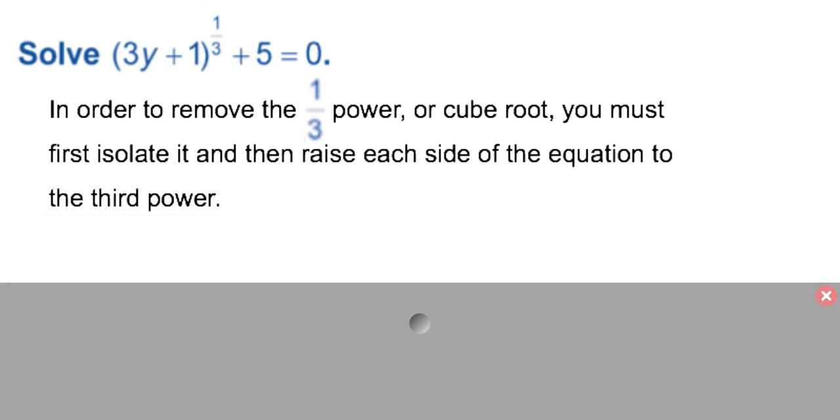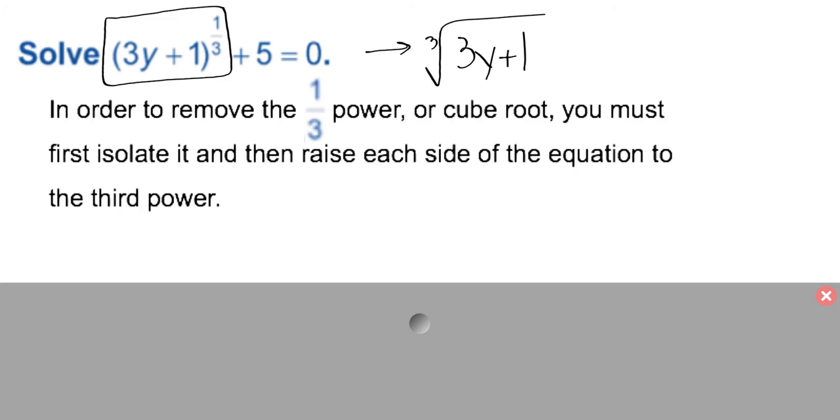So in order to get rid of that 1/3 power, you're going to isolate that term with the 1/3 power, which is this, and you're going to take both sides and raise it to the third power. So really, if I rewrite this over here, just so you can see it, I'm going to keep it as that fractional exponent. 1/3 is a cube root, and that's what this is going to look like. So again, you would isolate the radical here by moving the 5 over and take both sides to the third power. So I'm going to show you how to do it with this one.